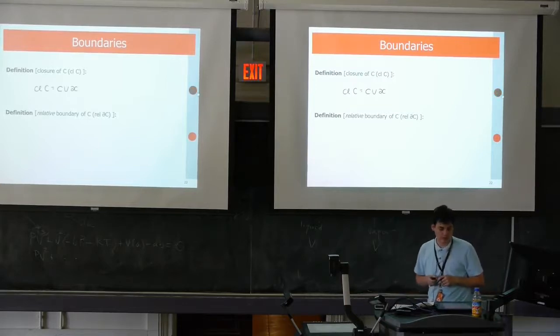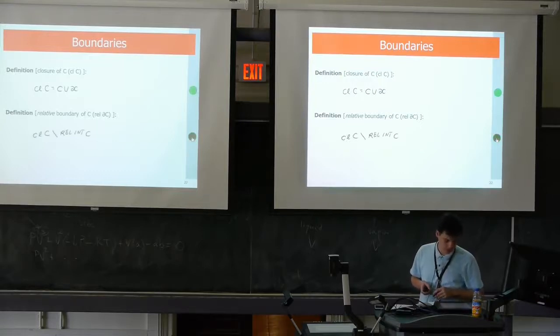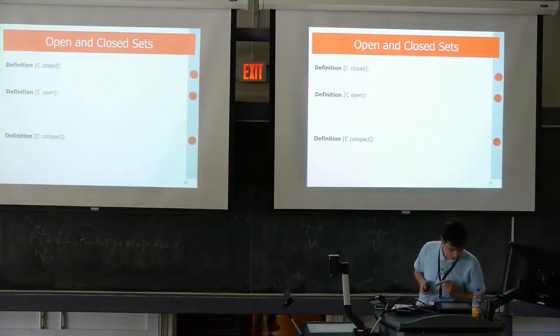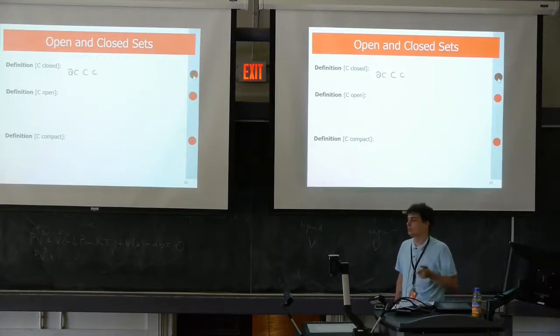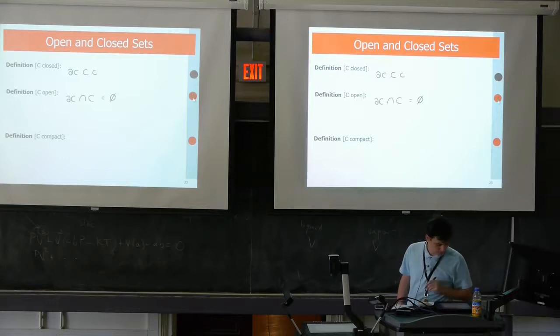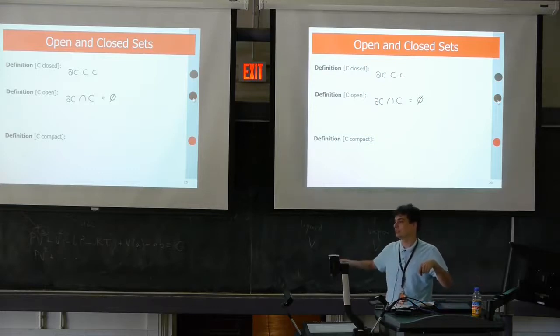So we define the closure of C, that is cl C, as C union with the boundary points. And we can also define the relative boundary as the closure of C minus the relative interior of C. We say that C is closed if it contains all its boundary points. C is open if the intersection of the boundary points and C is an empty set. And you can define sets that are not open, not closed either.